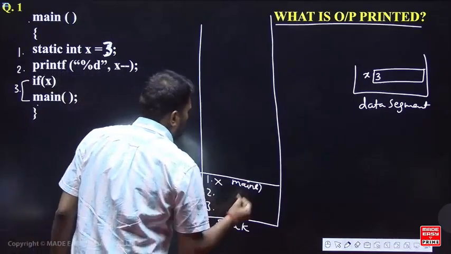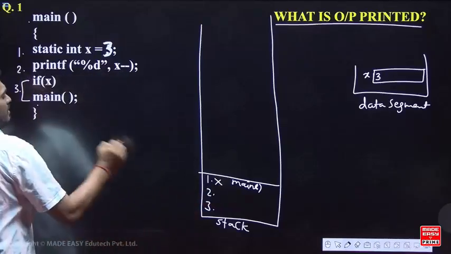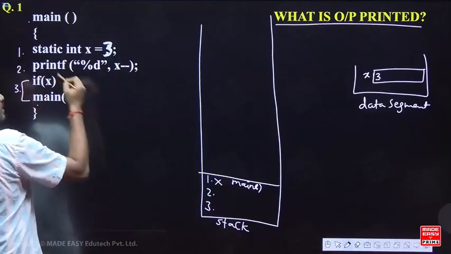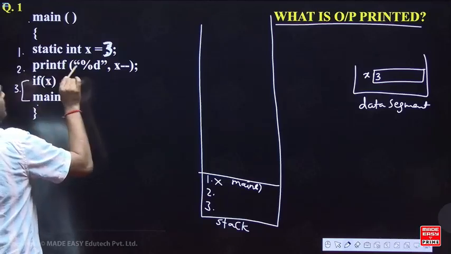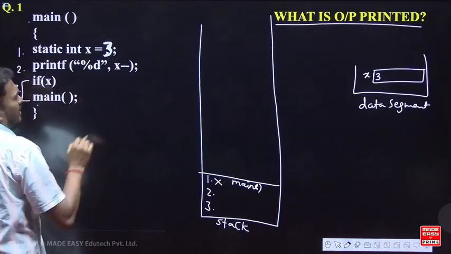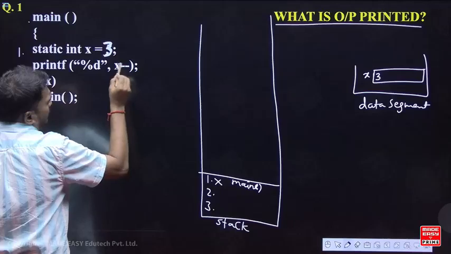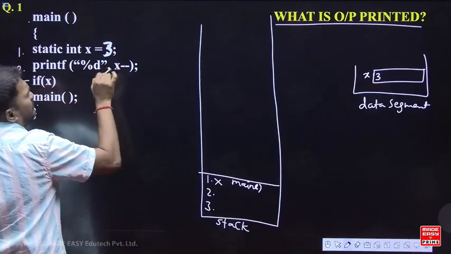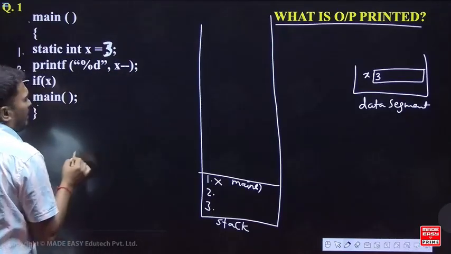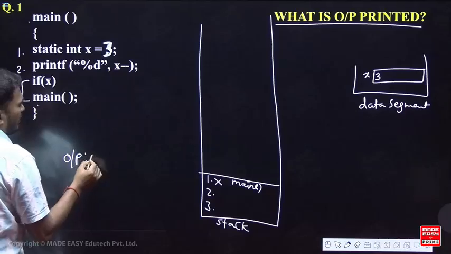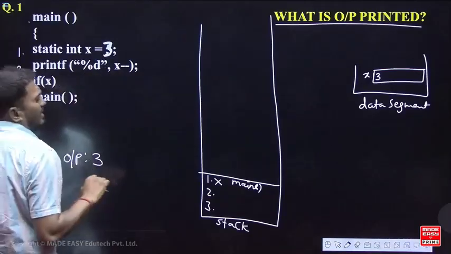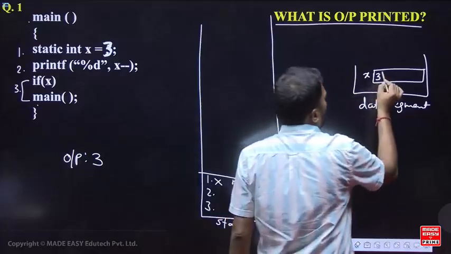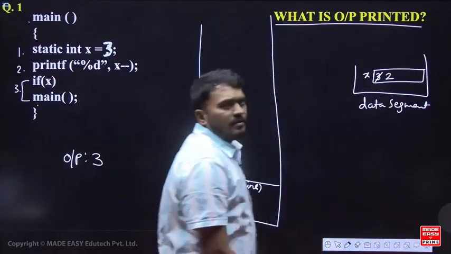Understand here, that's the first statement, and on seeing it, it will skip. Second statement, look here: printf %ld x minus minus. This is post decrement. It will print, so tell me in the output, what will be printed? 3 will be printed because of post decrement. Now the x value becomes how much? 2. The x value becomes 2.